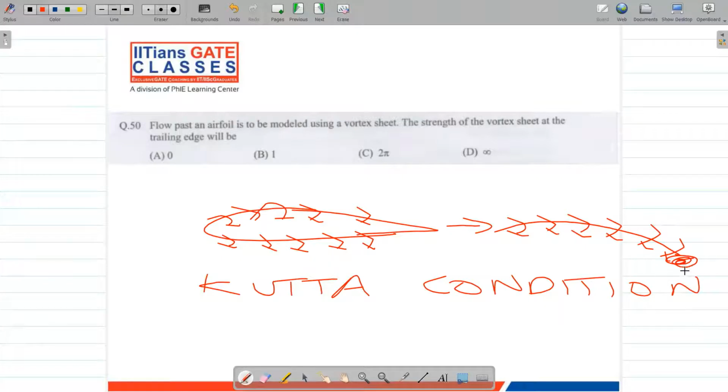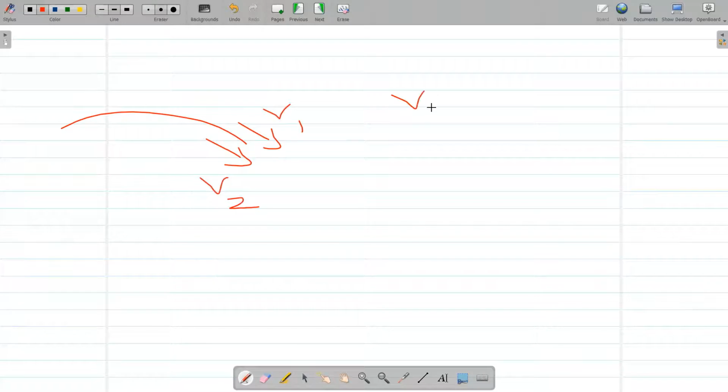The trailing edge must either be a stagnation point or must have smooth flow, meaning that the velocity coming from the top and the bottom must be equal. So to draw it, if this is the trailing edge, either it should be this way, where the velocity from the top is v1 and this is v2, so v1 should be equal to v2, or the velocity is in this particular manner.